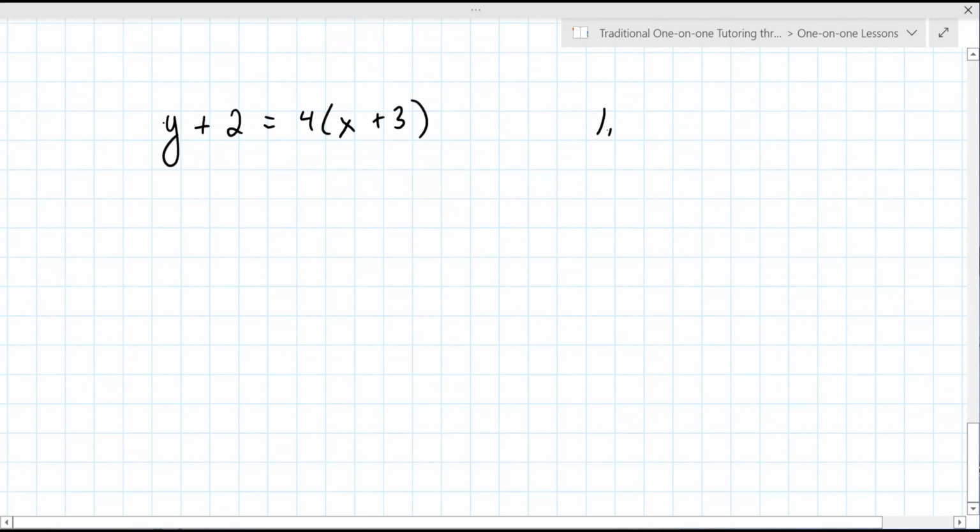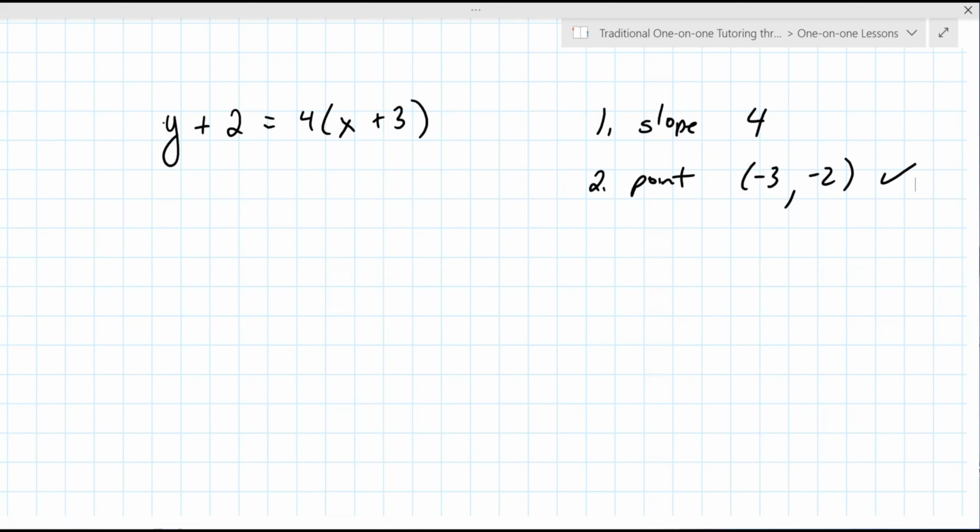Okay, so I want two things. I want the slope and the point. The slope is 4 and the point is -3, -2. Good. All right.